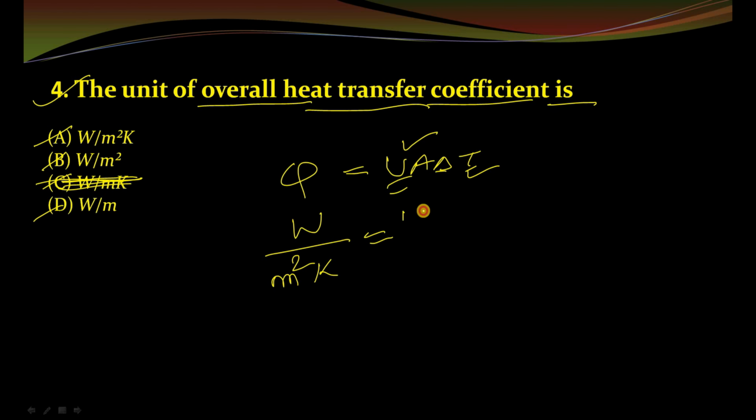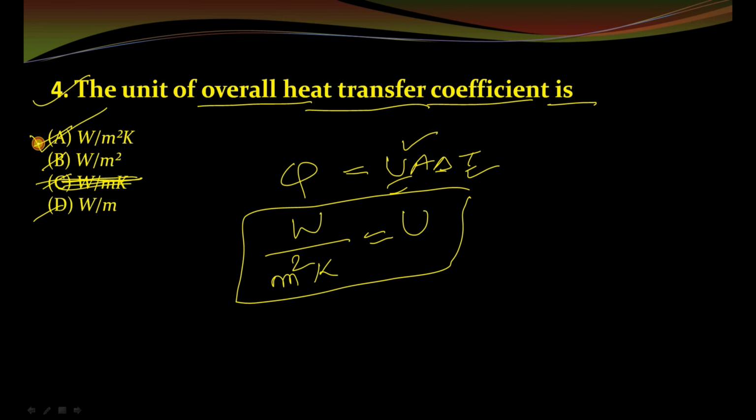Now what will be the answer? The answer will be watt per meter square Kelvin. Option A is going to be the right answer, right? It is also a very easy question. These types of questions are asked sometimes in competitive exams, sometimes in viva, sometimes generally in the classroom as well. If you know the basics, then you can easily solve the question. If you don't know the basics, then it is going to be tough for you. So the simple thing is, strengthen your fundamentals, strengthen your basics if you want to be a good engineer.